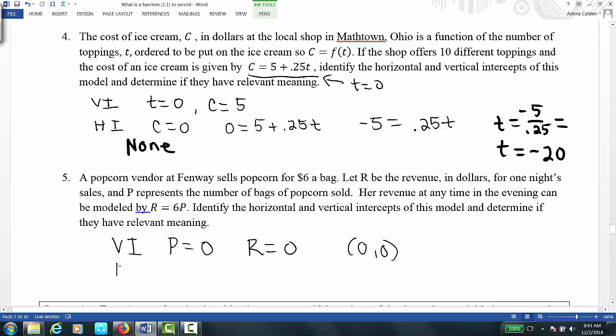Turns out, my horizontal intercept is going to be the same thing, because if R equals 0, that tells me that P equals 0. And again, what that means is if I didn't make any money in revenue, I didn't sell any popcorn bags. So that's the same statement, just spun a different way. So my vertical and horizontal intercept here are the same, and it makes sense in this context. So that means that they exist and we can attribute meaning to them. So these intercepts often have important meaning for us. Being able to see them or identify them from our functions is going to be an important part of the things we do later on.